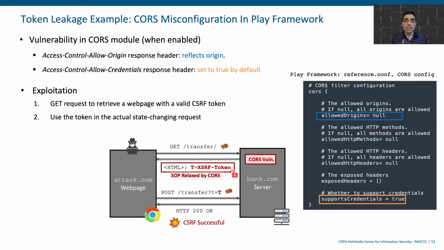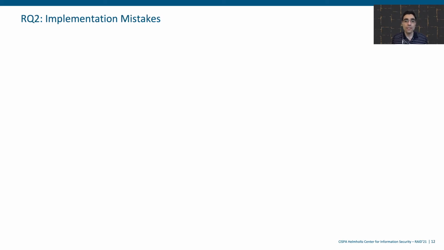Therefore, to exploit this, an attacker can simply send a GET request to retrieve the web page with a valid CSRF token, use JavaScript to read the token in the web page, and subsequently use the token in the actual state-changing request, which will in turn result in a successful CSRF attack. A more common type of threat to CSRF defenses are implementation mistakes.